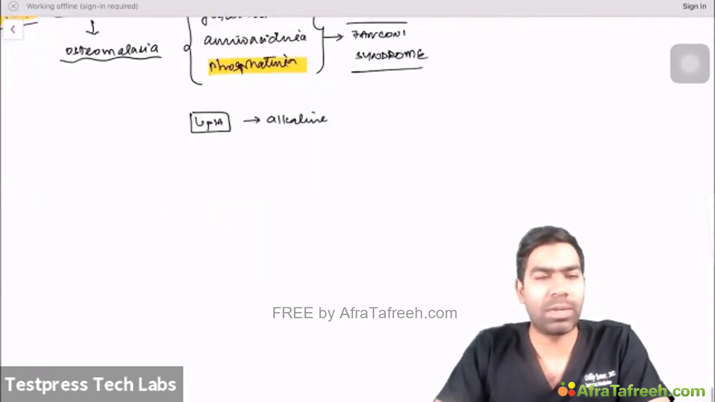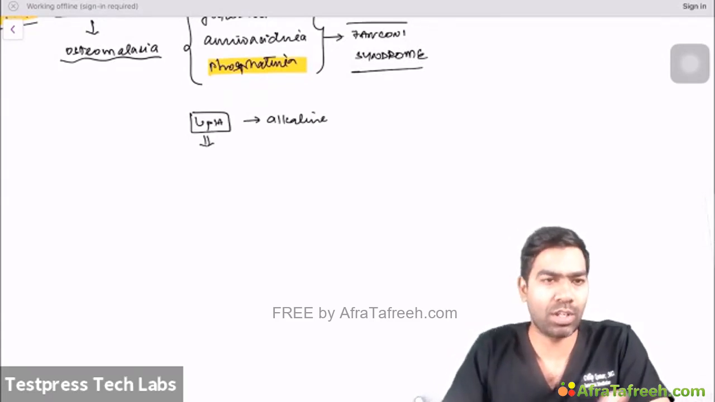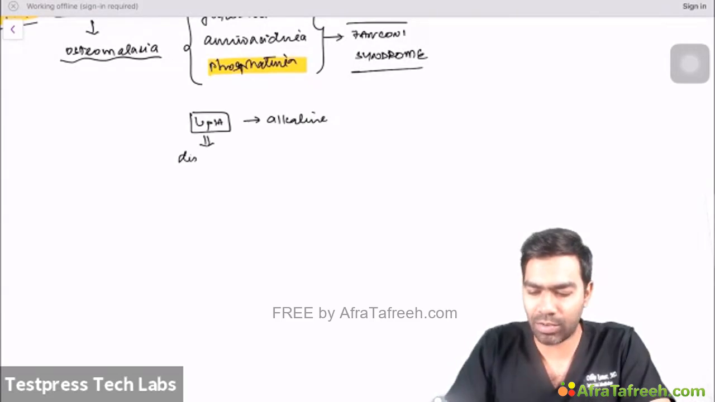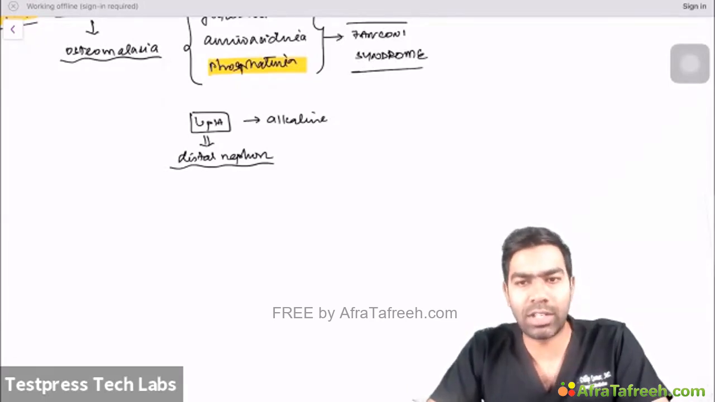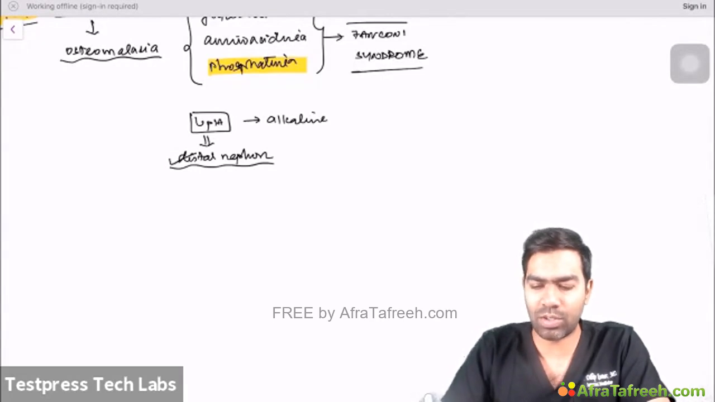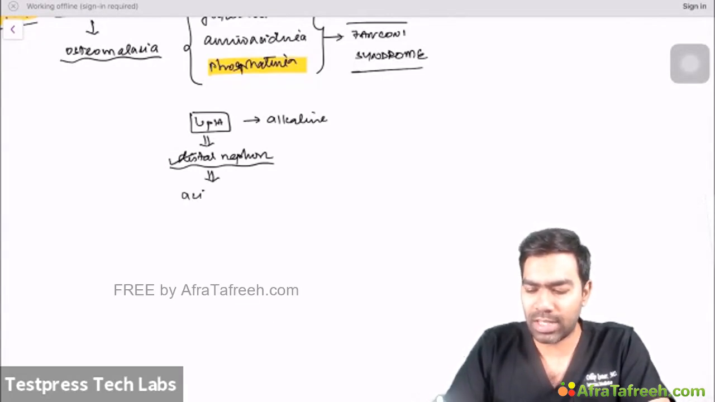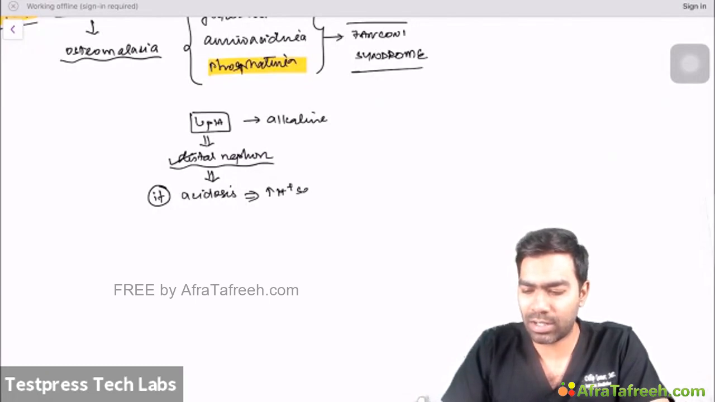But remember that the urinary pH is actually decided by the distal nephron. That's why the basic understanding of the subject is very important. I told you in the beginning itself, urinary acidification is a primary function of the distal nephron. If the distal nephron is okay, especially in the setting of acidosis, the distal nephron is going to increase the H+ secretion.